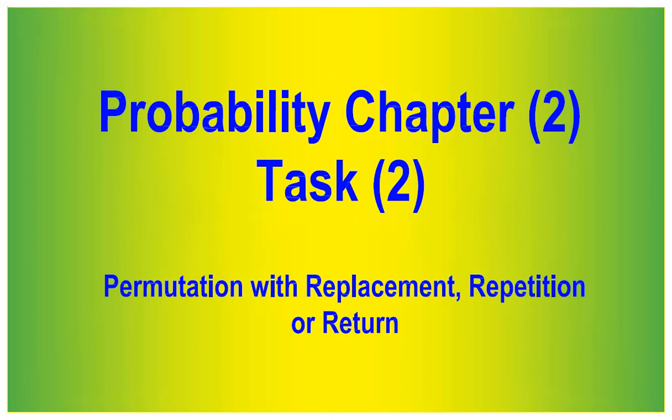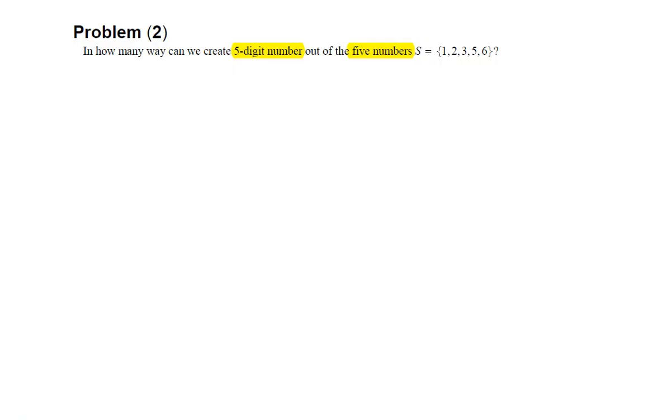Hi everyone, today we have permutation with replacement, repetition or return, task 2. So we have a problem 2 which states: in how many ways can we create a 5-digit number out of the 5 numbers which are 1, 2, 3, 5 and 6?